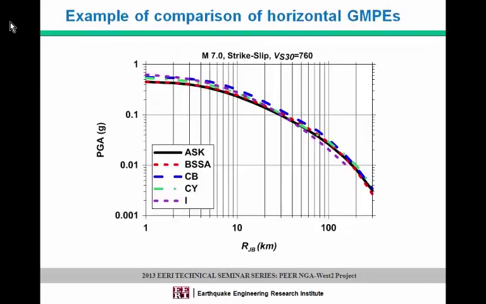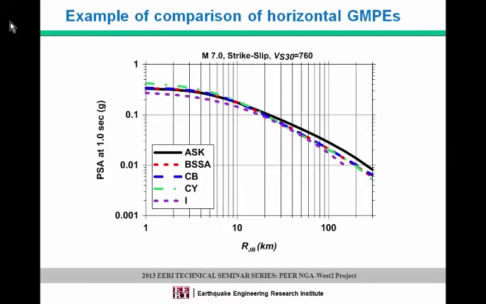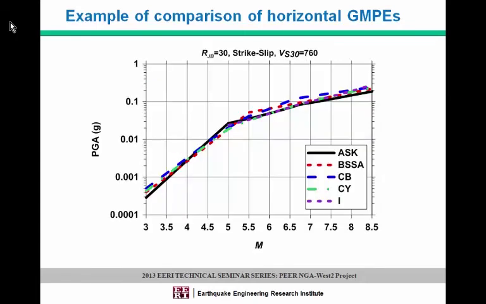I show you only 2-3 slides of comparison. Nick Greger is going to show you more slides of comparison. This is 5 GMPEs that you can see, and this is peak ground acceleration versus distance for magnitude 7 strike slip at VS30 760 meters per second. Not drastically different. This is for spectral acceleration at period of 1 second, not too bad.